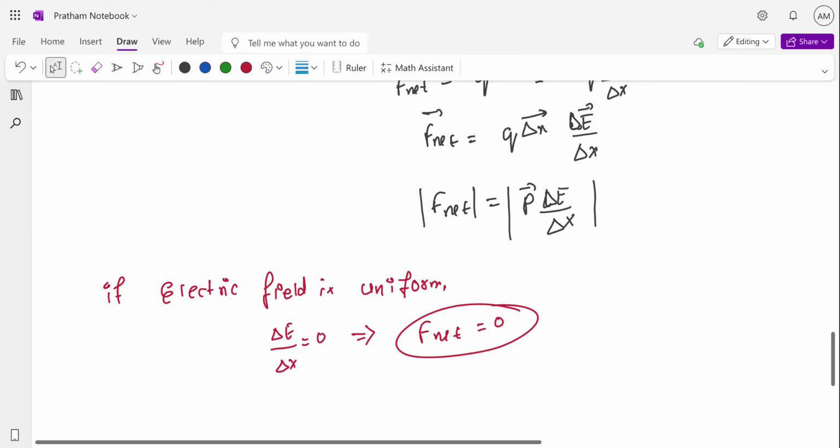All right. So your task is to find the force on a small electric dipole of dipole moment P due to a point charge Q which is placed at a distance R. Okay, this is a question. You can solve it right now.